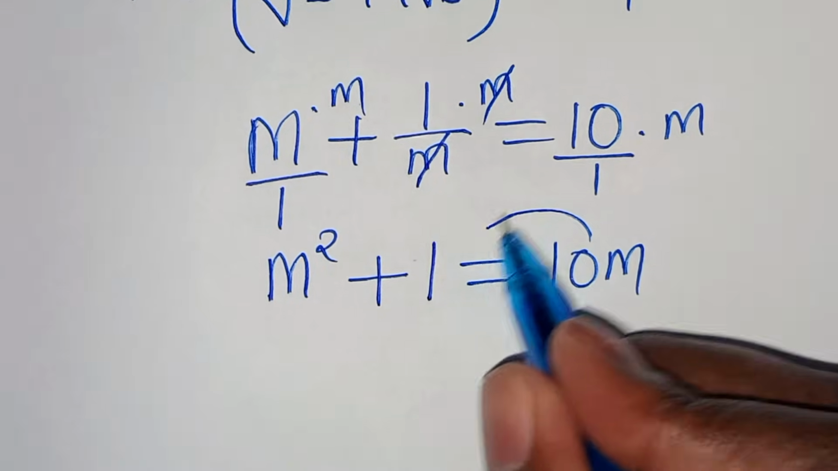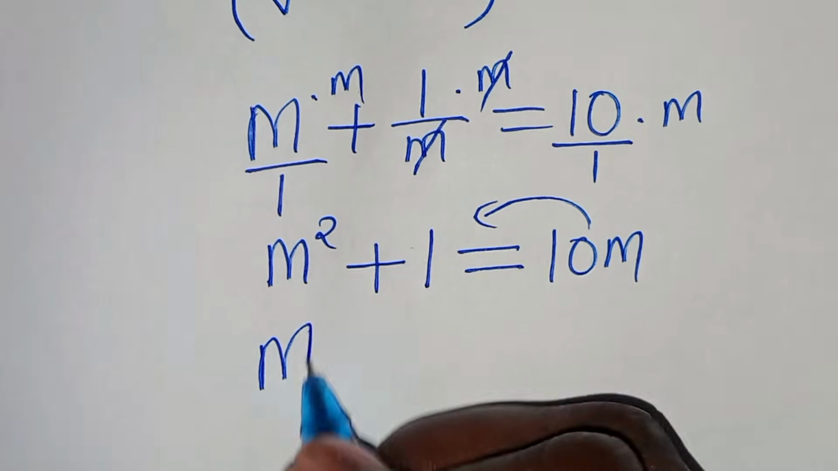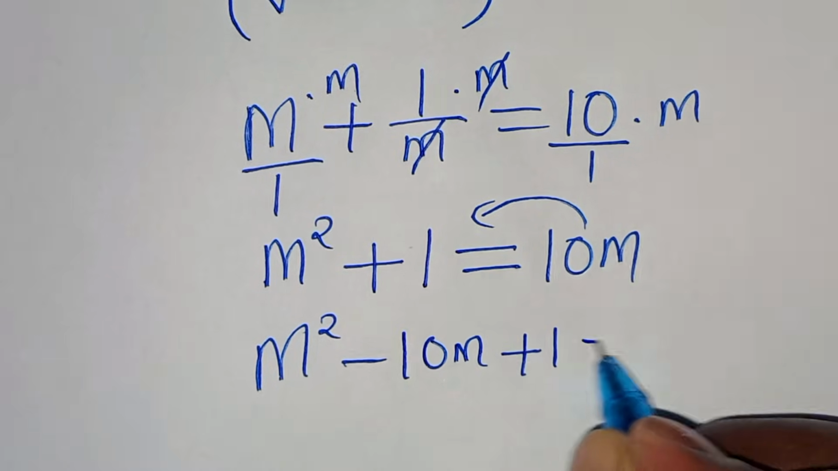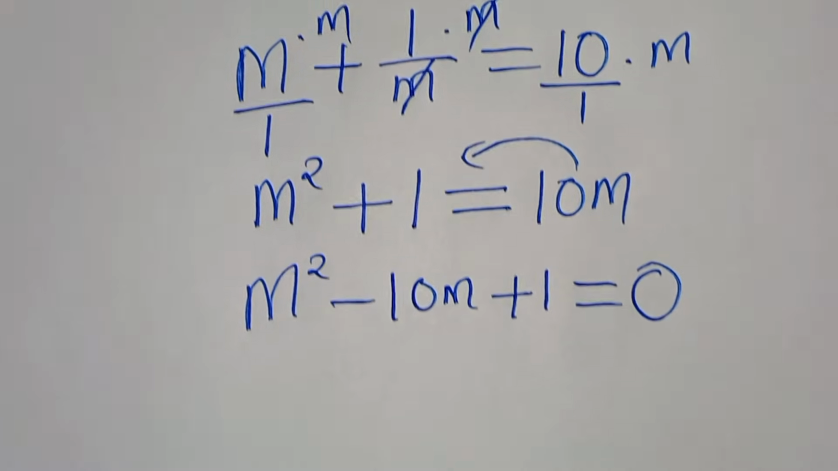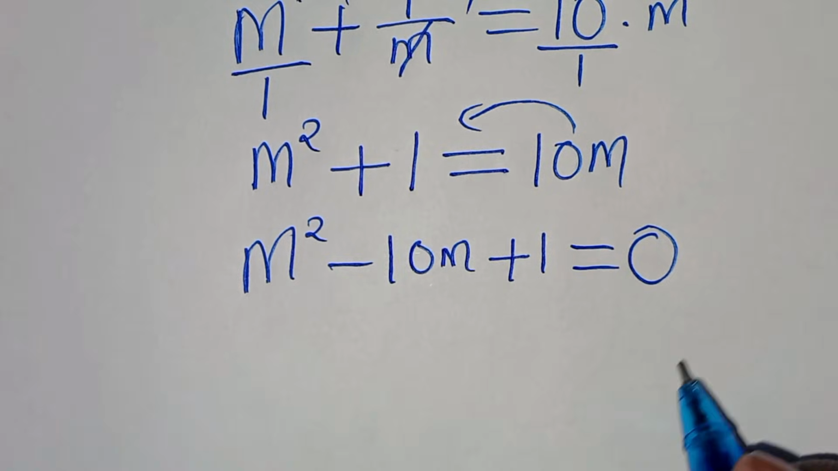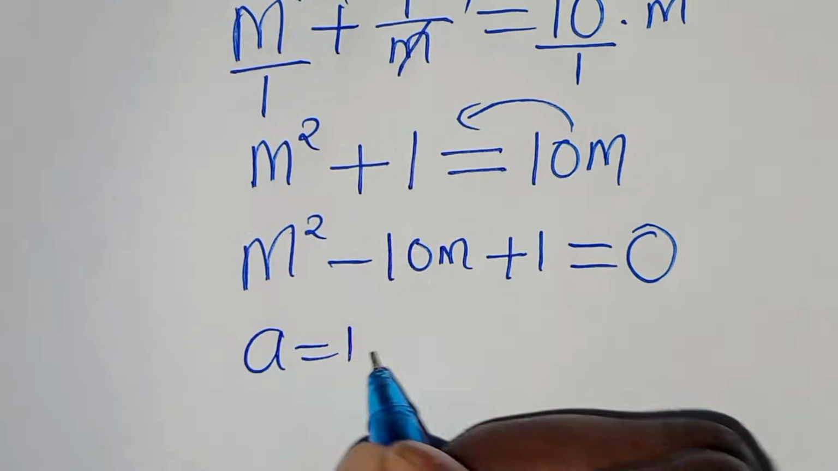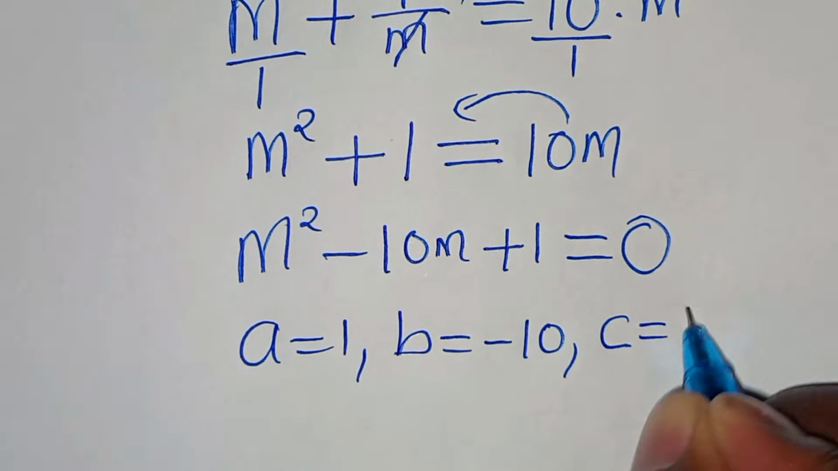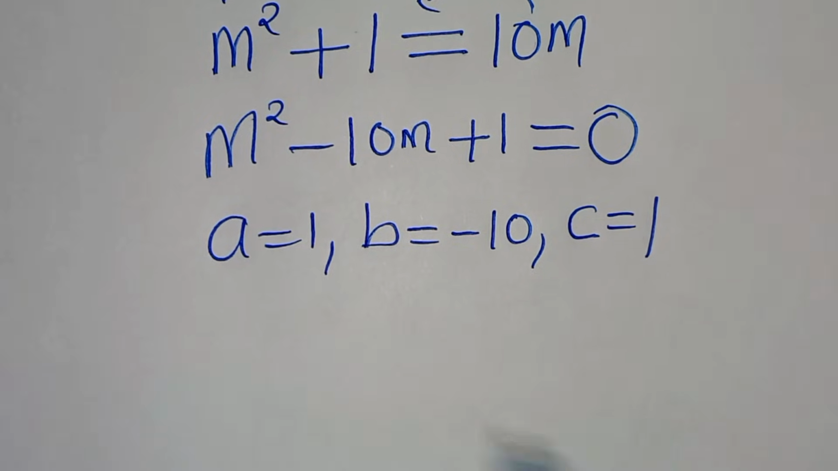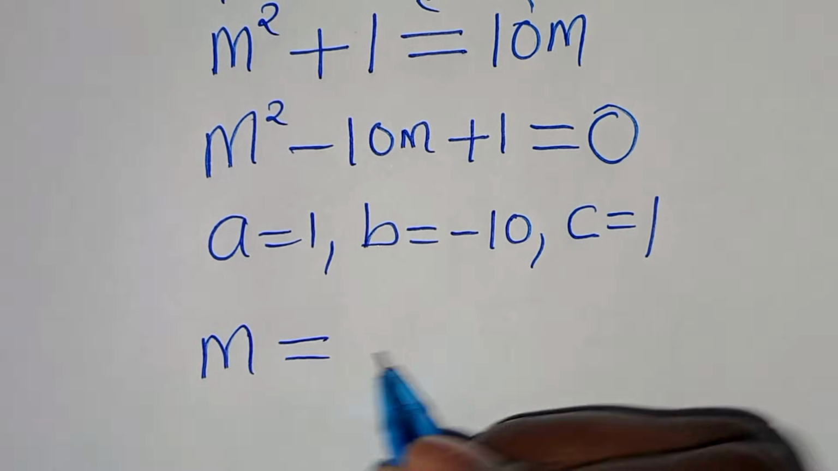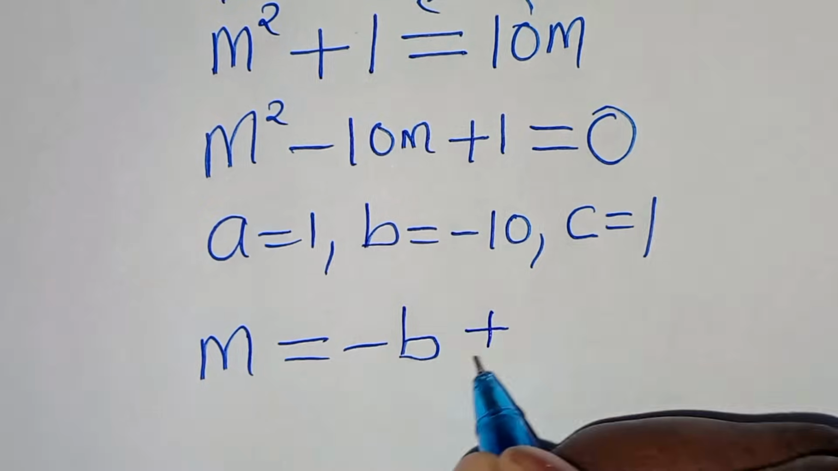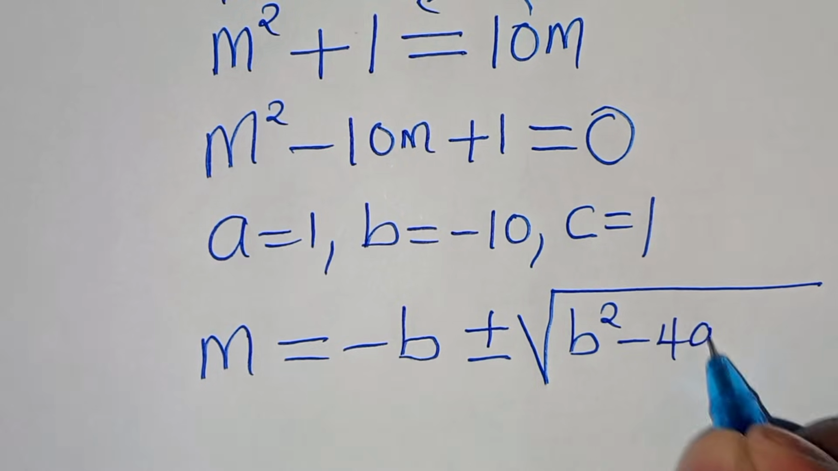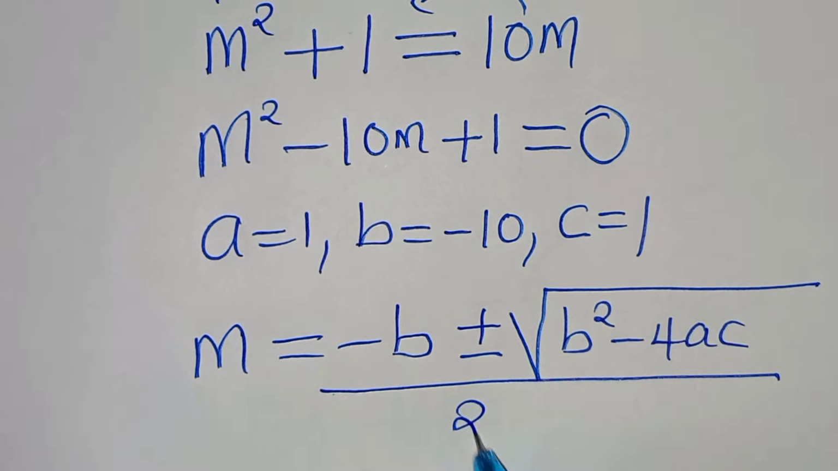Let's take 10m to the left hand side, so that we have m to the power of 2 minus 10m plus 1 equal to 0. So this is a quadratic equation where a is equal to 1, b is equal to minus 10, and c is equal to 1. Now, to solve for m, we introduce the quadratic formula, which is minus b plus or minus the square root of b squared minus 4ac, everything divided by 2 times a.